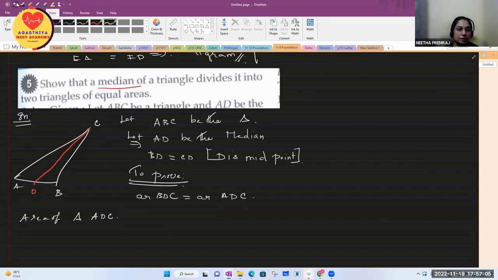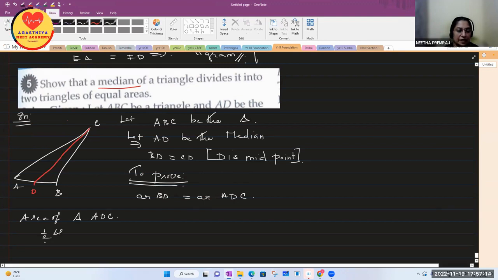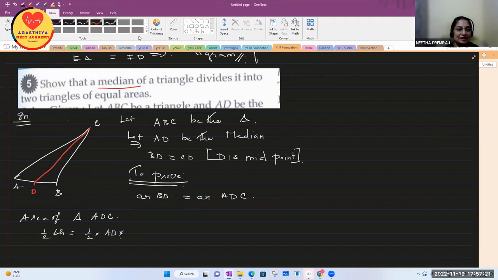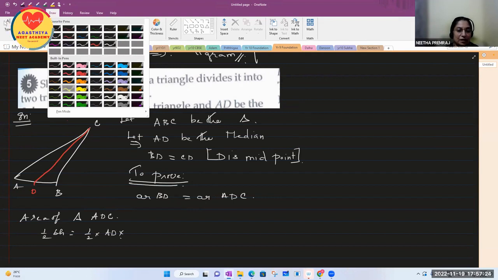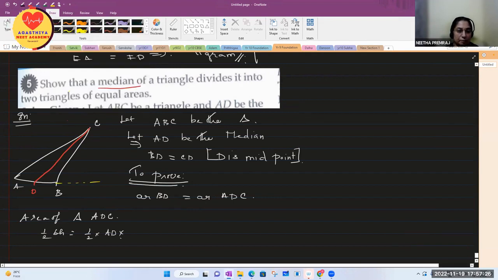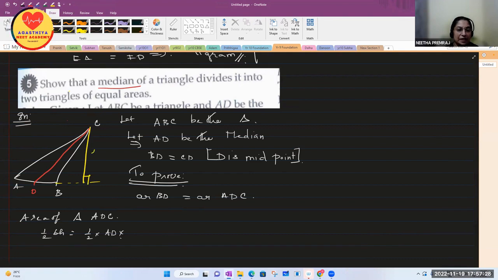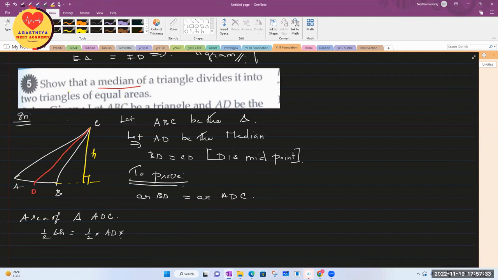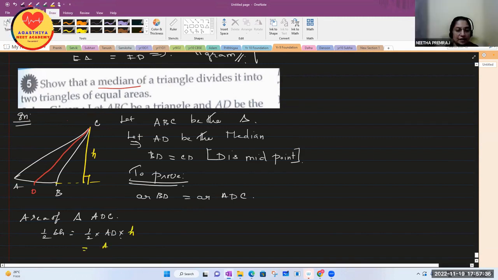Now, area of triangle ADC is half base into height. I take AD as the base. How do you take the height? Guys, I told you the height should be the perpendicular distance from the opposite vertex. Yes, ma'am. That is h. So area is AD times h divided by 2.